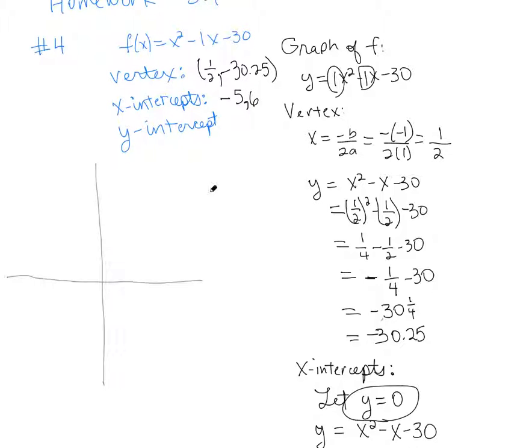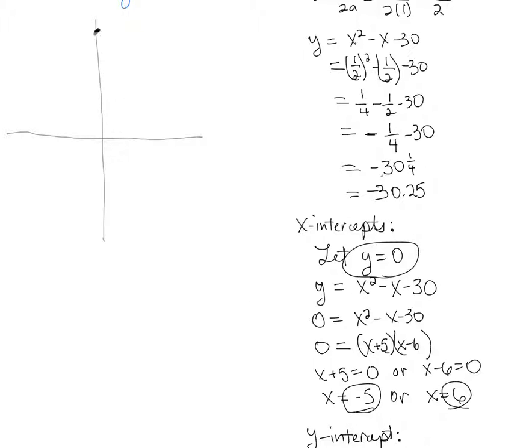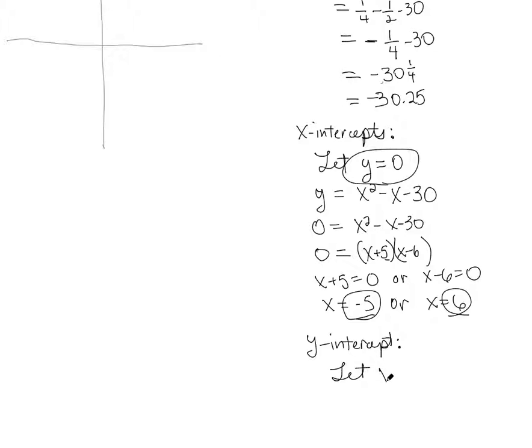So we have the vertex, we have the x-intercepts, and now we need to find the y-intercept. There's only one y-intercept, because this is a function. A function cannot have two y-intercepts. And we're going to do it the same way we found the x-intercepts. The y-intercept is where the graph crosses the y-axis, but if you think about the y-axis, any point on the y-axis has an x-coordinate of 0. So here we're going to let x be 0, and we're going to use this equation again because we know that all points on the graph satisfy that equation.